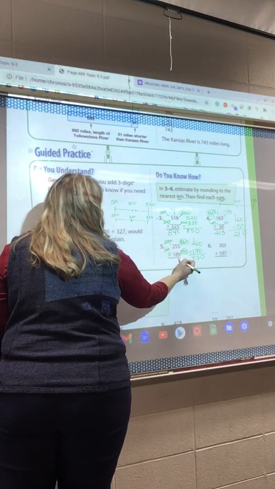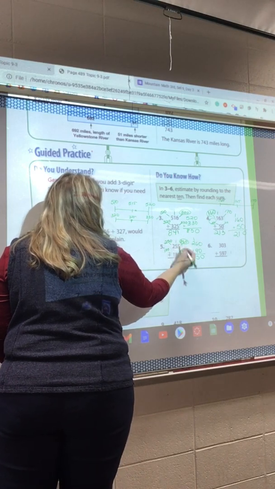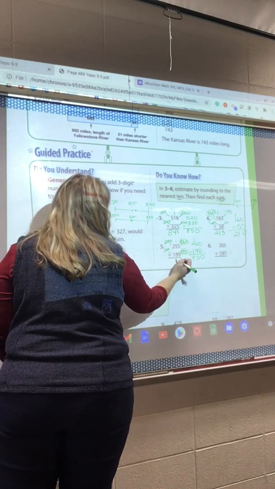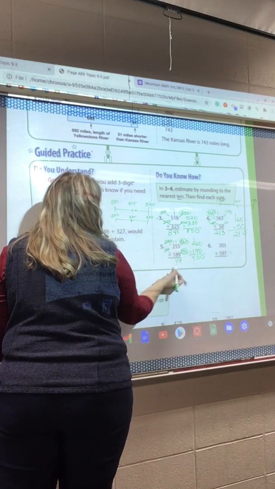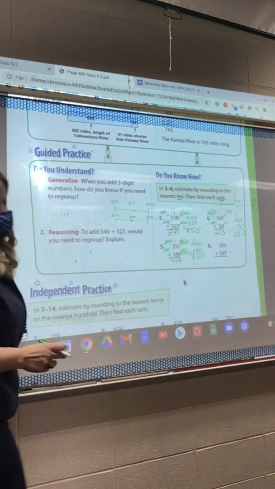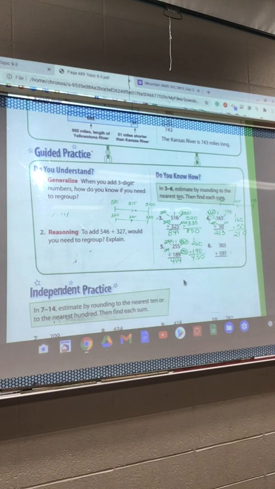9 plus 5 is 14. There's my 1. 8 plus 5 is 13, plus 1 is 14. And then you carry 1, and then it's 4. 1, 2, 3, 4. 444, and that is reasonable. It is reasonable. That's really close, right? Just 6 off.